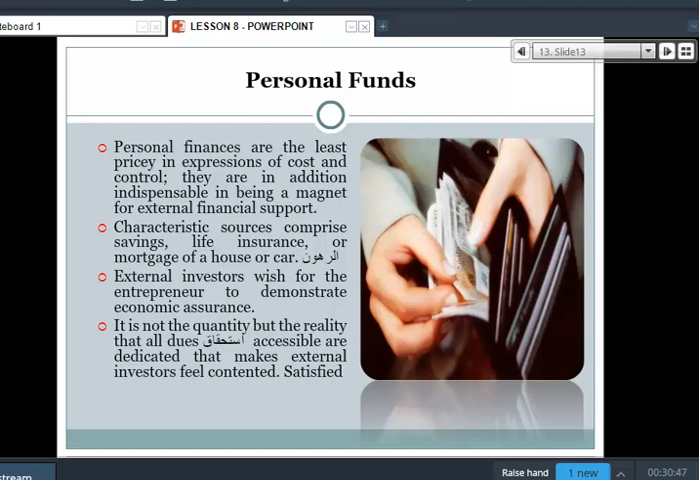So the external investors, as long as you pay the money on time, whether to the bank or to other parties, and you give them the percentage profit that was agreed, they are fully satisfied and content.